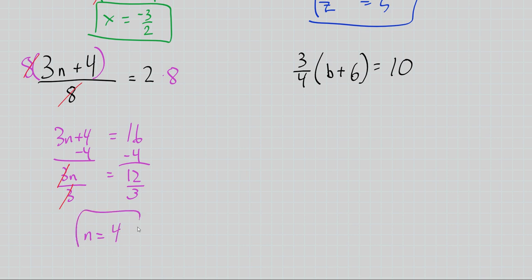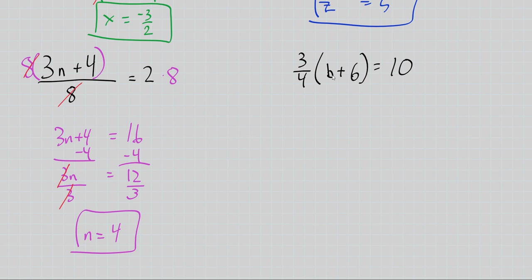12 divided by 3 is just 4. It should be 4. And if we check our initial equation, 3 times n plus 4 over 8 is 2. 3 times 4 is 12. 12 plus 4 is 16. 16 divided by 8. Yep, that's 2. Last one here.